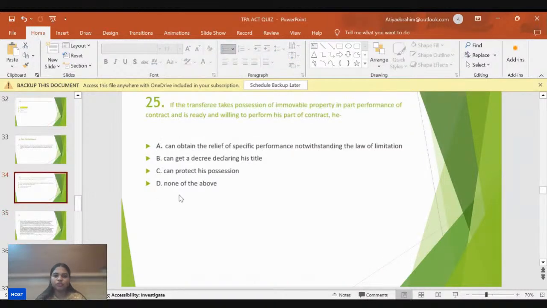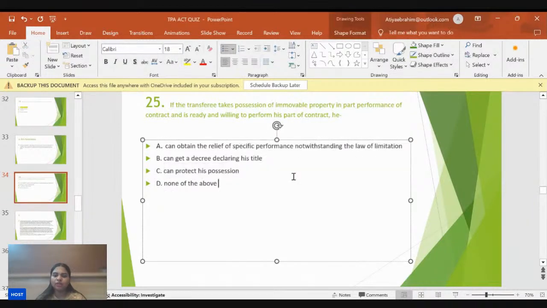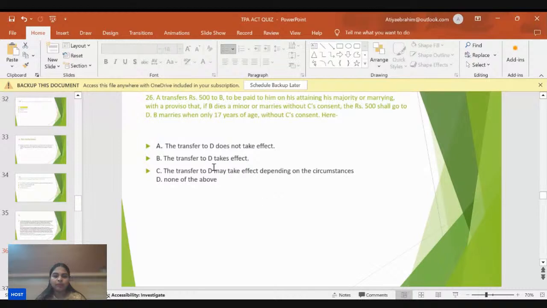So the correct option here is he can protect his position, right? Of course he can obtain relief of specific performance, but he can also protect his position. That is the biggest part. No one can take his position if he's willing to perform his part of the contract and he's already taken the position. The correct answer here is 25 is C. Come to 26 now.